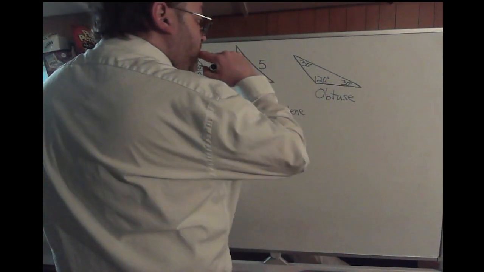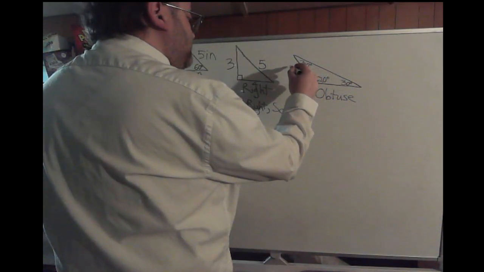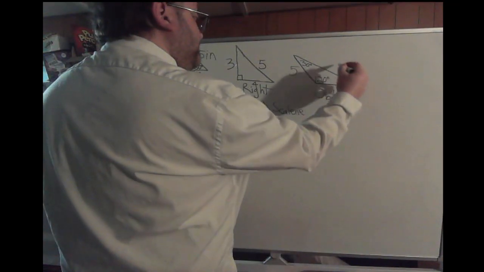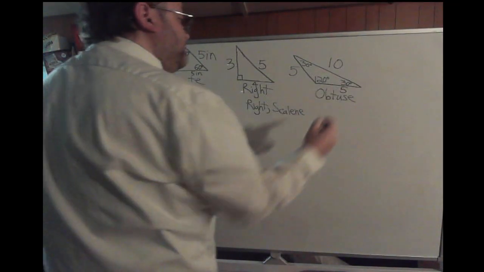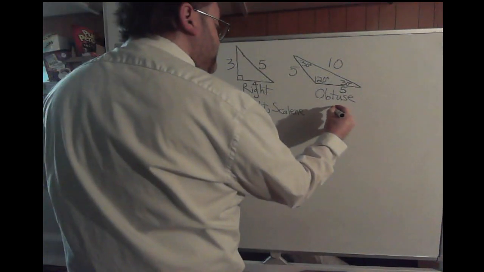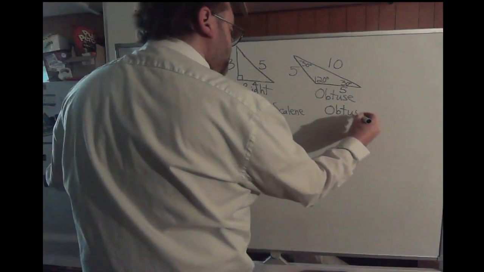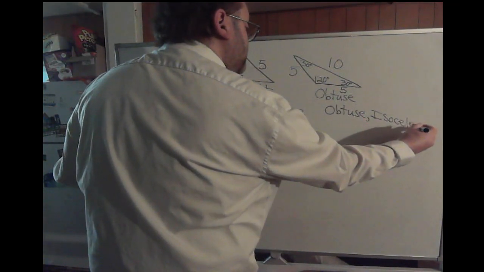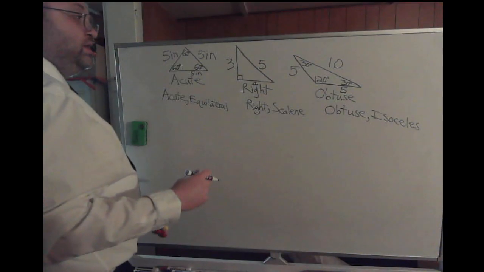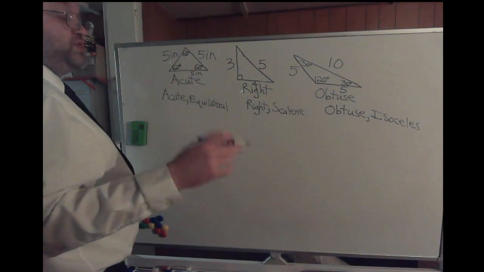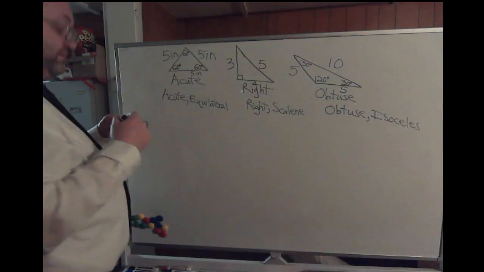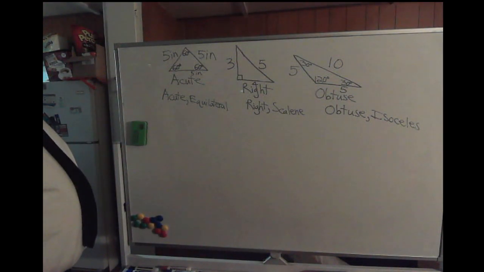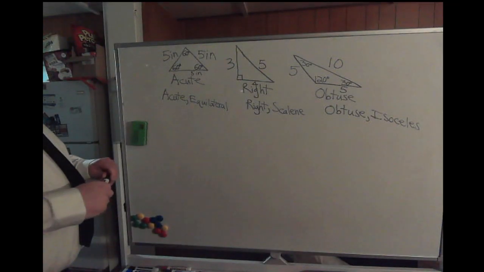Now, let's say we have 5 here, we have 5 here, and we have 10 here. You can, in theory, have an obtuse and isosceles triangle. That does work, because two of the sides are equal to each other. But you can also have an obtuse and scalene triangle, but you can never have an obtuse and equilateral triangle. That never works. So those are just some things to note about naming triangles here.